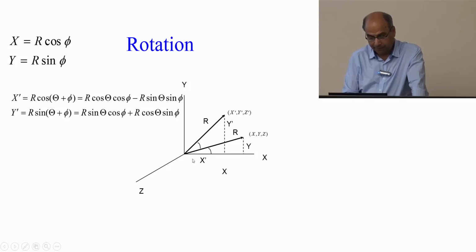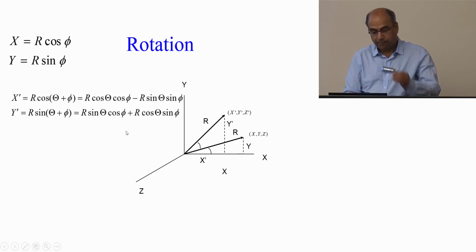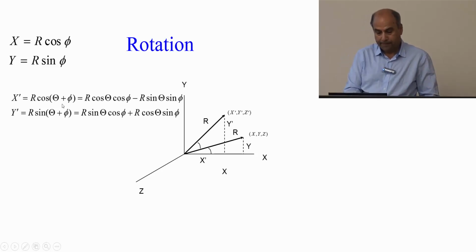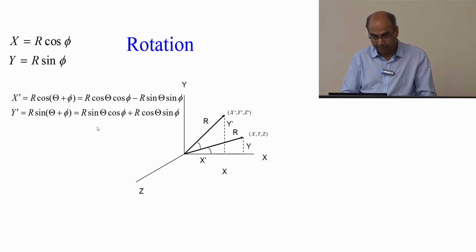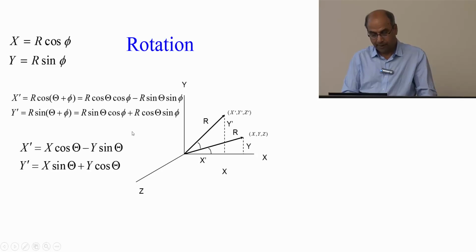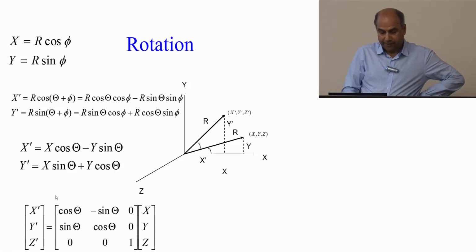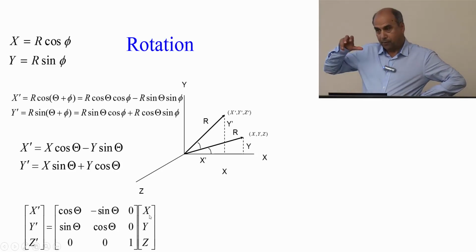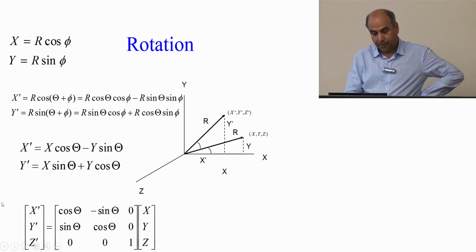This is x prime, and you can use the sum formulas for cosine and sine of angles and expand that. We know r cosine phi is x and r sine phi is y, so we can simplify it. This becomes x cosine theta minus y sine theta, and similarly for y prime. We can write this in matrix form, which says this is before rotation, and this is after rotation around the z-axis in the counterclockwise direction.